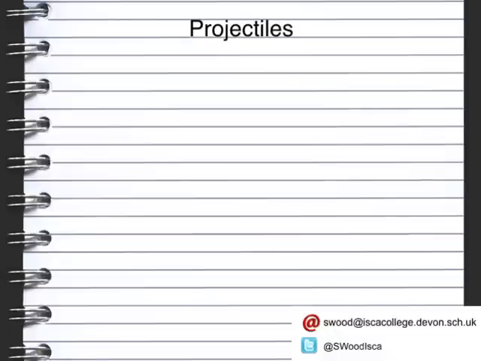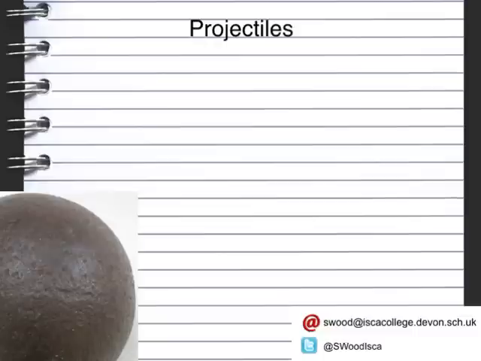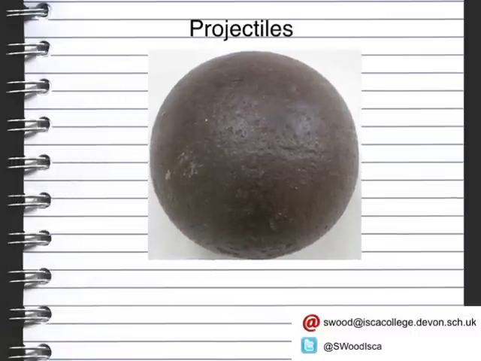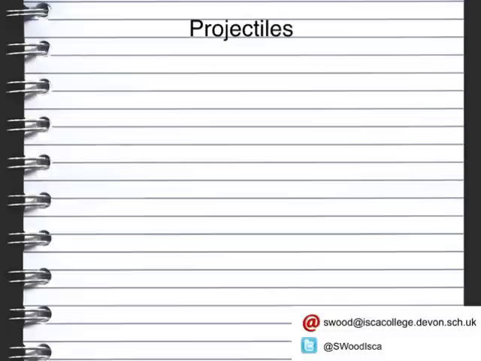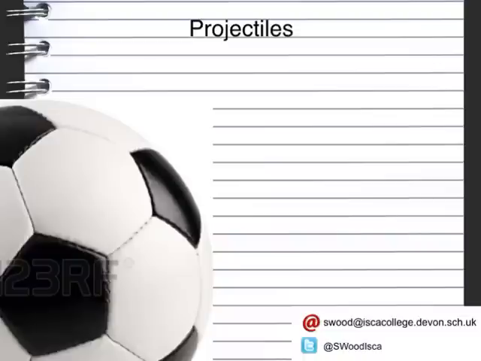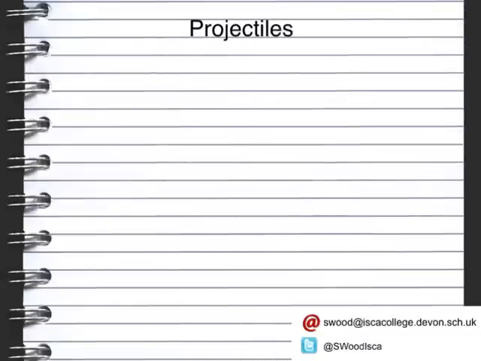Okay, so what do we understand by the word projectile? Now a projectile is anything that can move through air, such as a cannonball, a football. Now we're going to make a couple of assumptions that we can use when talking about projectiles.